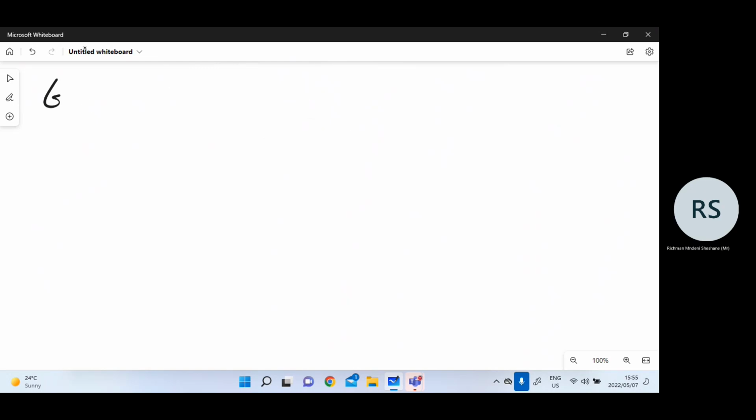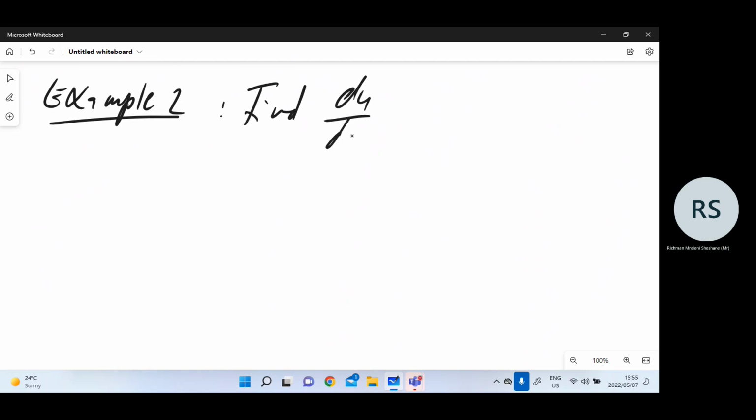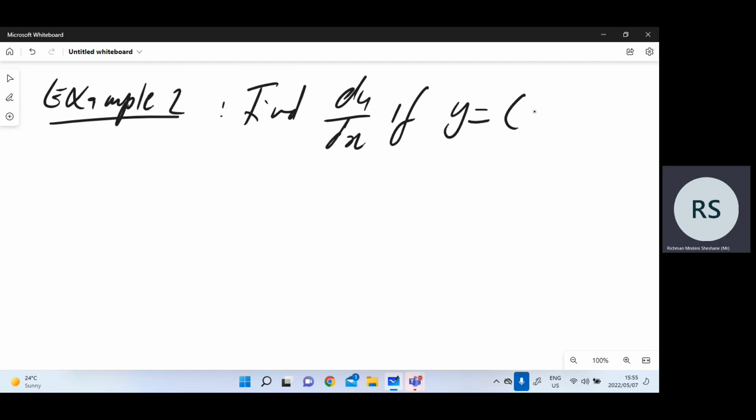Example 2. We want to find dy/dx if y is equal to 2x squared plus 3x, to the power of 100. Okay.